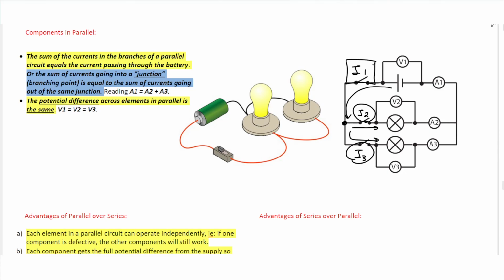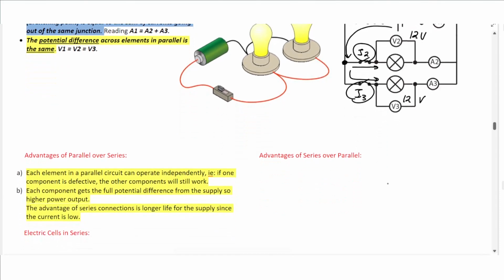So current gets divided, but the voltage is the same. So if this is 12 volts, this is also 12 volts, this is also 12 volts. So if you get two components connected in parallel, each having 6 volts because they are connected in parallel, the total voltage will not be 12, it will also be 6. The total voltage is the same as the individual voltage.